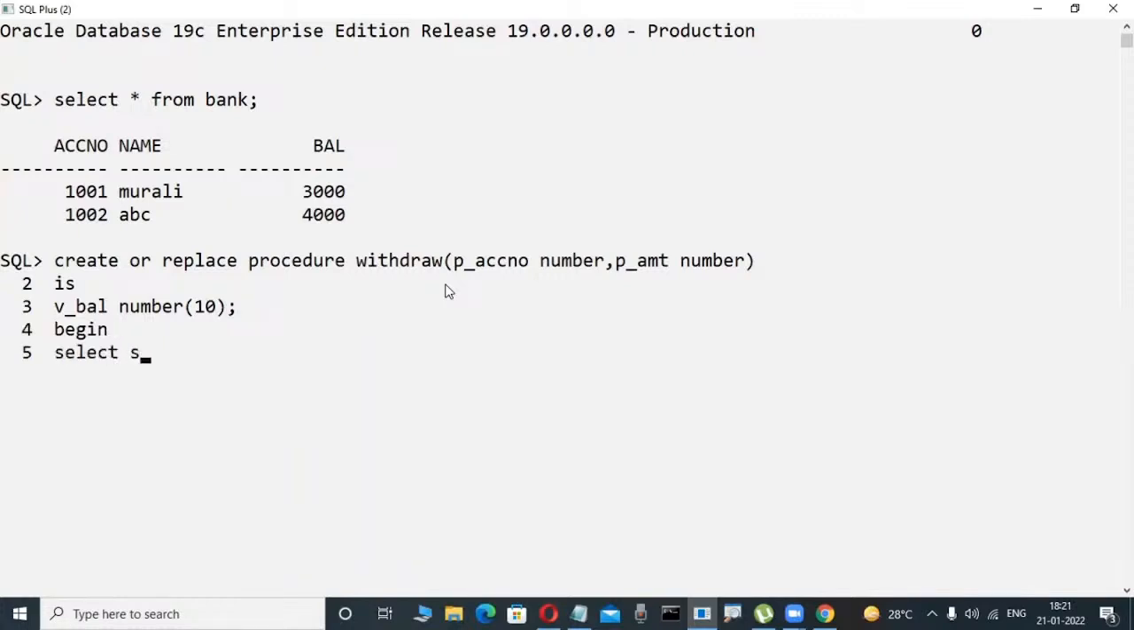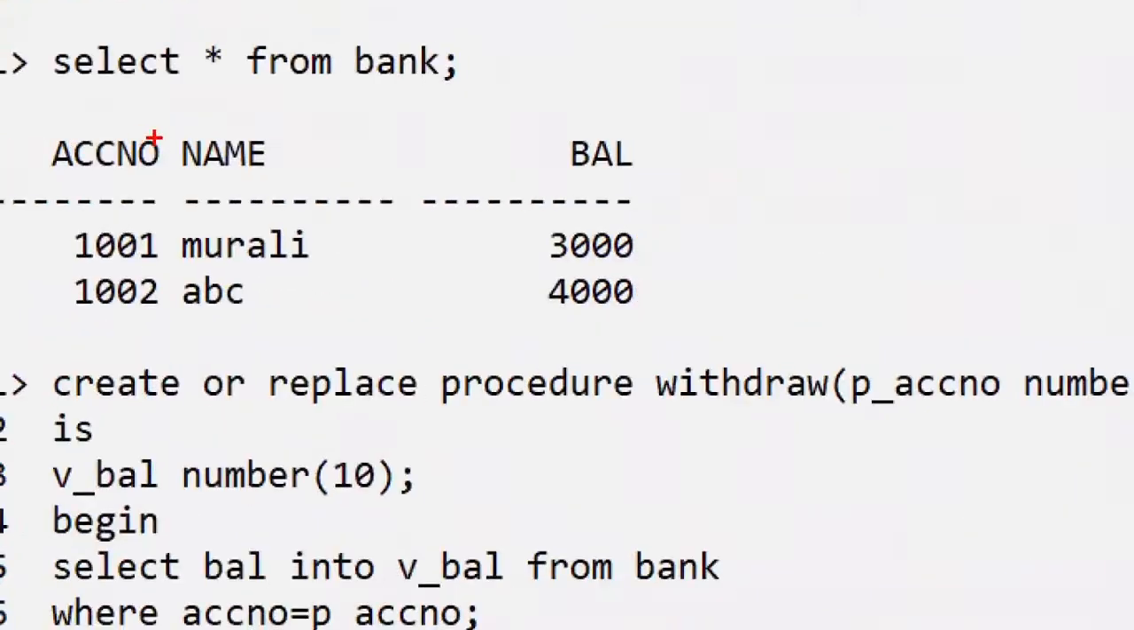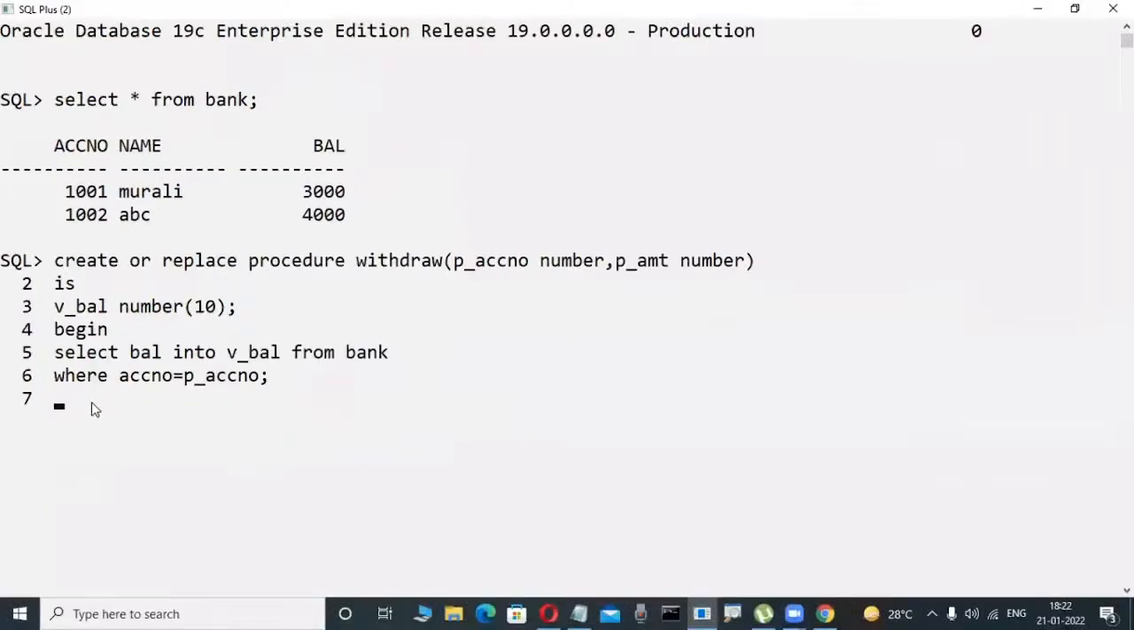Some coding is there. Select balance into v_balance from bank. These are all things you don't have an idea about, but logically observe it here, where account number is equal to something. Okay, fine. These are all very easy actually. Suppose observe it here, bank is a table. In this table format, your transactions are stored. This table I'm using in this PLSQL code. Here I'm checking the balance through the account number. Whenever I insert an ATM card, I try to withdraw 9,000, as in the previous case.